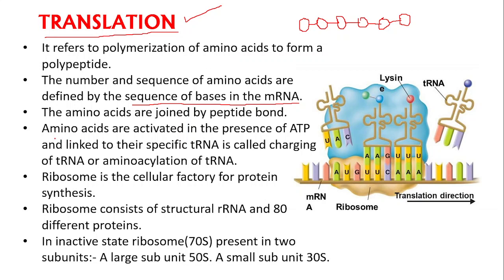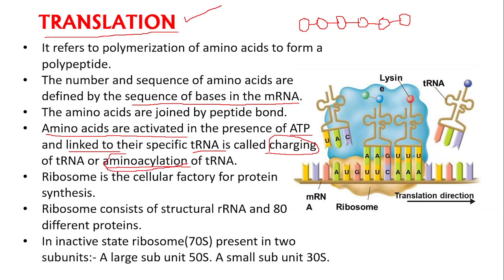Right. And first of all, before the initiation of the process of translation, what will happen? The amino acids are activated in the presence of ATP, and they get linked to the specific tRNA. See here, before the beginning of translation, or at the time of beginning of the translation, what will happen? Amino acylation of tRNA, or charging of tRNA, will take place.